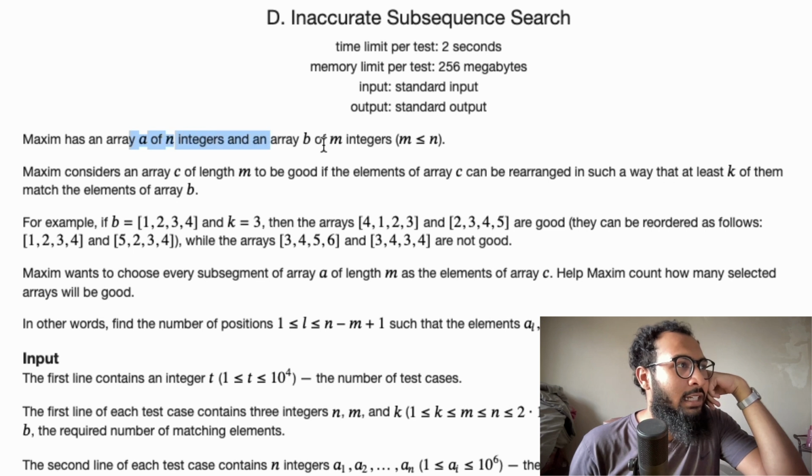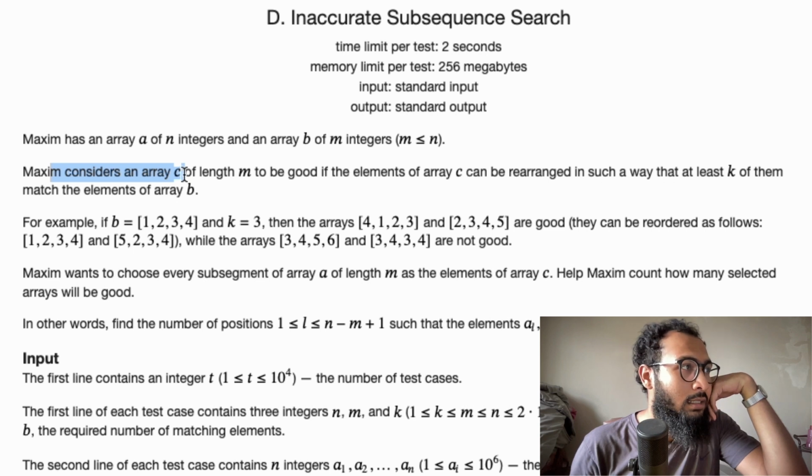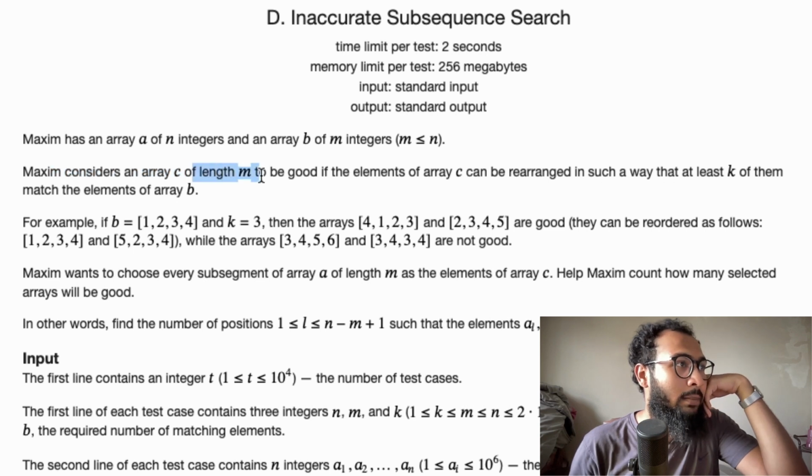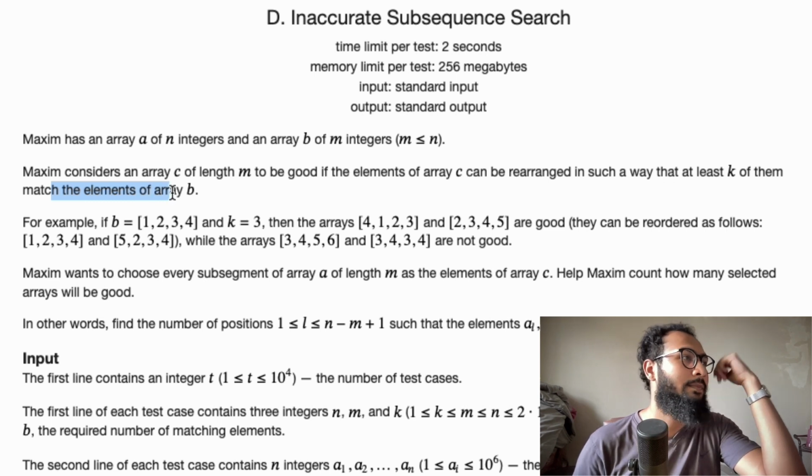So he has an array A and he has two arrays. One of them is bigger. He considers an array C of length m to be good if the elements of array C can be rearranged in a way such that at least k of them match the elements of array B. Okay.